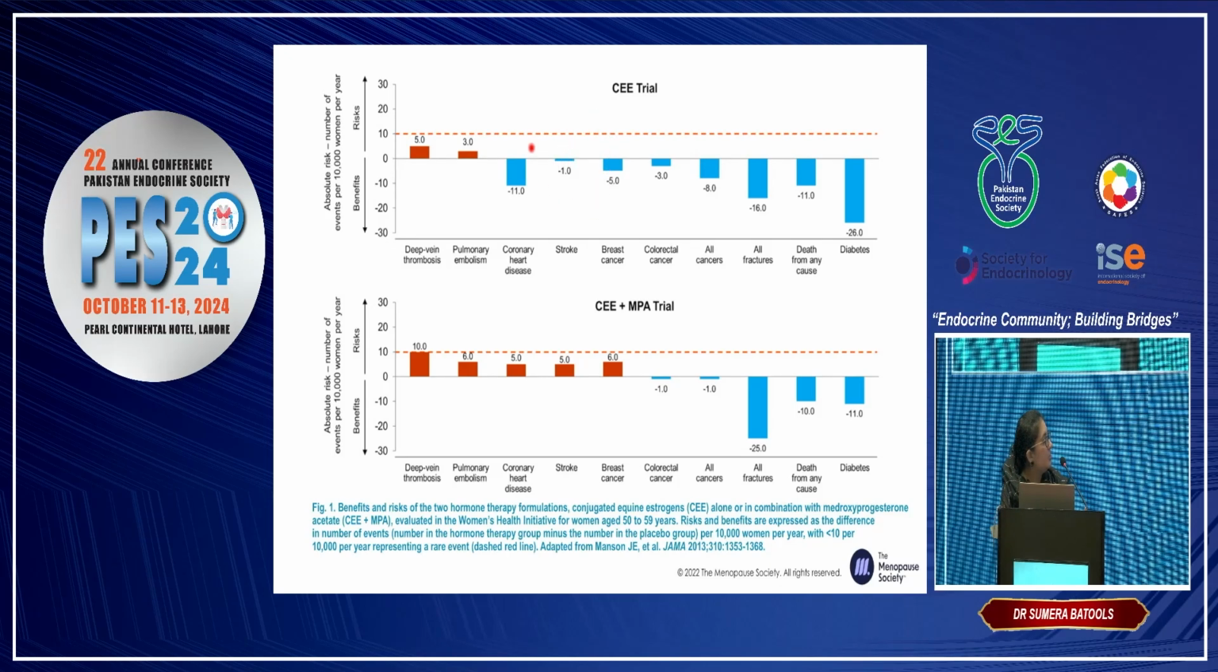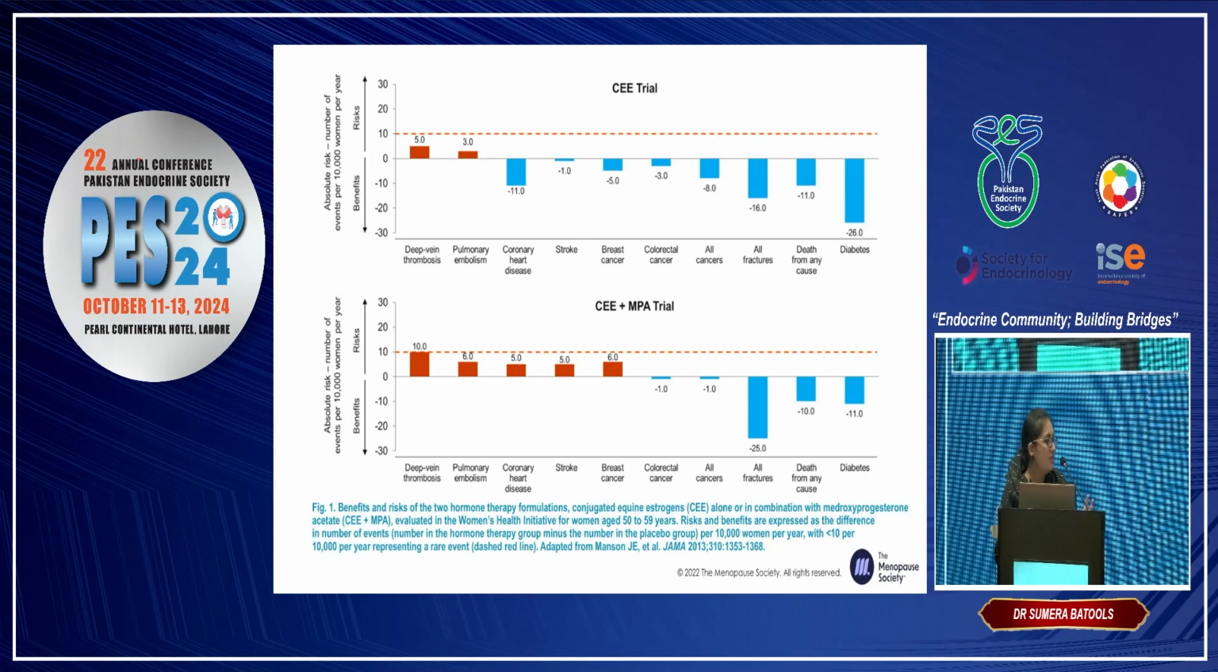If you see in the estrogen group, there was a risk of DVT and pulmonary embolism, but the risk was very small, it doesn't cross this dotted line. So the risk was rare. But there was no increased risk of stroke, breast cancer, CVD, or death from any cause. And if you look at the combination group, there was a risk of DVT, and this risk was significant. But other than that, for pulmonary embolism, coronary heart disease, stroke, and breast cancer, the risk was not very significant. And there was no increased risk of colorectal cancer or death from any cause. So you can see this hormone therapy was pretty safe.